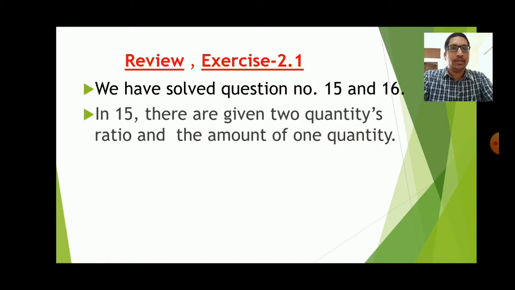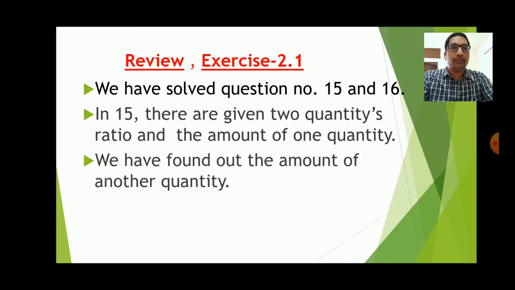In 15, there are given two quantities' ratio and the amount of one quantity. We have found out the amount of another quantity. That means here we have learned if there are given two quantities' ratio and one quantity, then how we will find out another quantity.